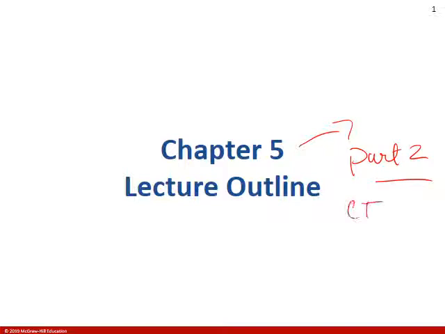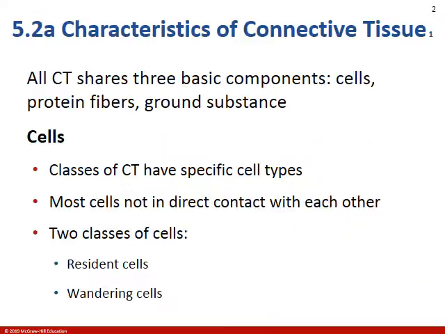We're going to talk about connective tissue, and we're going to talk about muscle, and we're going to talk about nerve or nervous tissue. So again, we're focusing on what does it look like, what's its function, and where do you find it. First, we have to talk about some general characteristics of connective tissue.